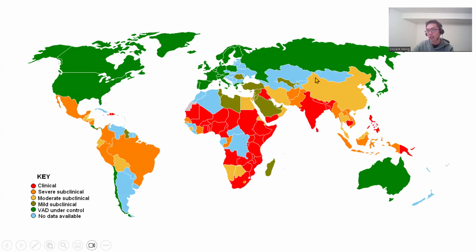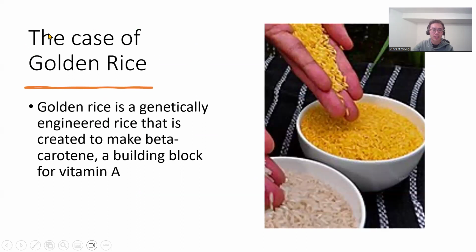Not so much for North America. You can see green means it's under control. Okay, like it's not even an issue. Yellow, it's quite severe, and then when it's red, it's clinically severe, important. Right, so you can see it's again in these developing countries. So how do you fix the problem? Well, that's where golden rice comes in.